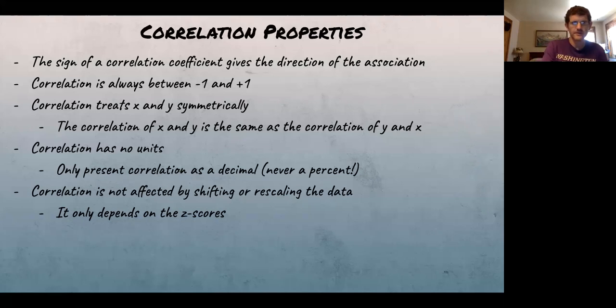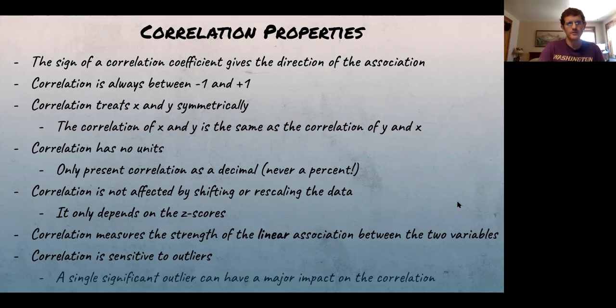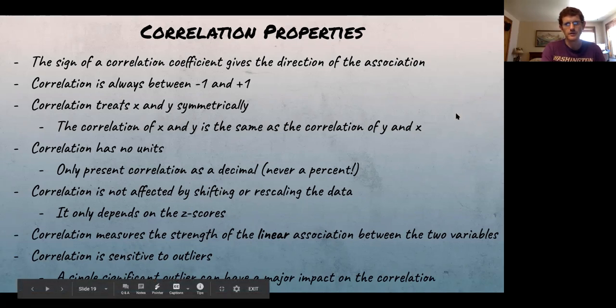Keep that in mind. Correlation measures the strength of the linear association between the two variables. So if it's nonlinear, then our correlation coefficient doesn't work. And correlation is sensitive to outliers, like I was just saying. If you do add a significant outlier, it's going to have a major impact on the correlation. We will talk about that in future chapters, but these properties, just kind of internalize these, look over them, and make sure that you can recognize them.